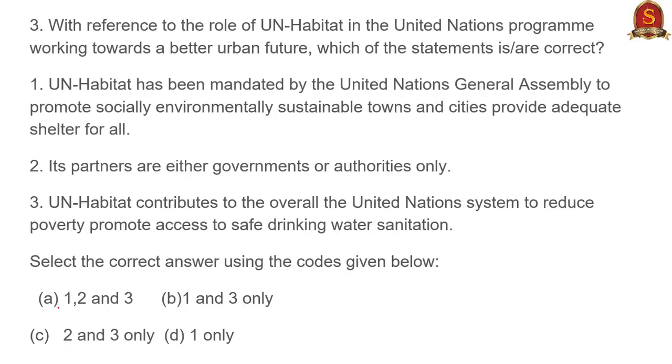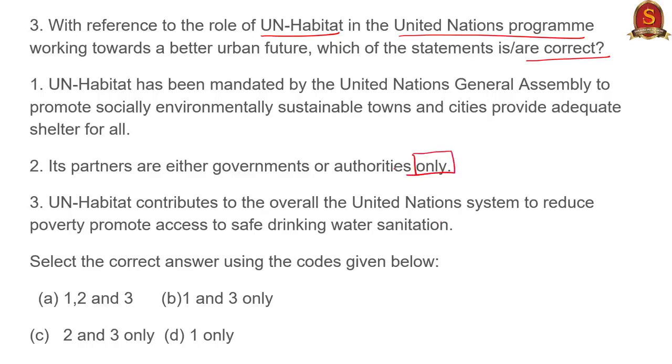With reference to the role of UN Habitat in United Nations program working towards a better urban future, which of the following statements are correct? Now, here we are moving to an international organization. Well, you might ask me, how is this related to geography? Well, when you talk about urban habitat, it is part of the program because classification of subjects is highly subjective after all. Now, we use the same principle. UN Habitat contributes to the overall United Nations system to reduce poverty, promote access to safe drinking water and sanitation. Okay. You look at the second statement, its partners are either governments or authorities only.